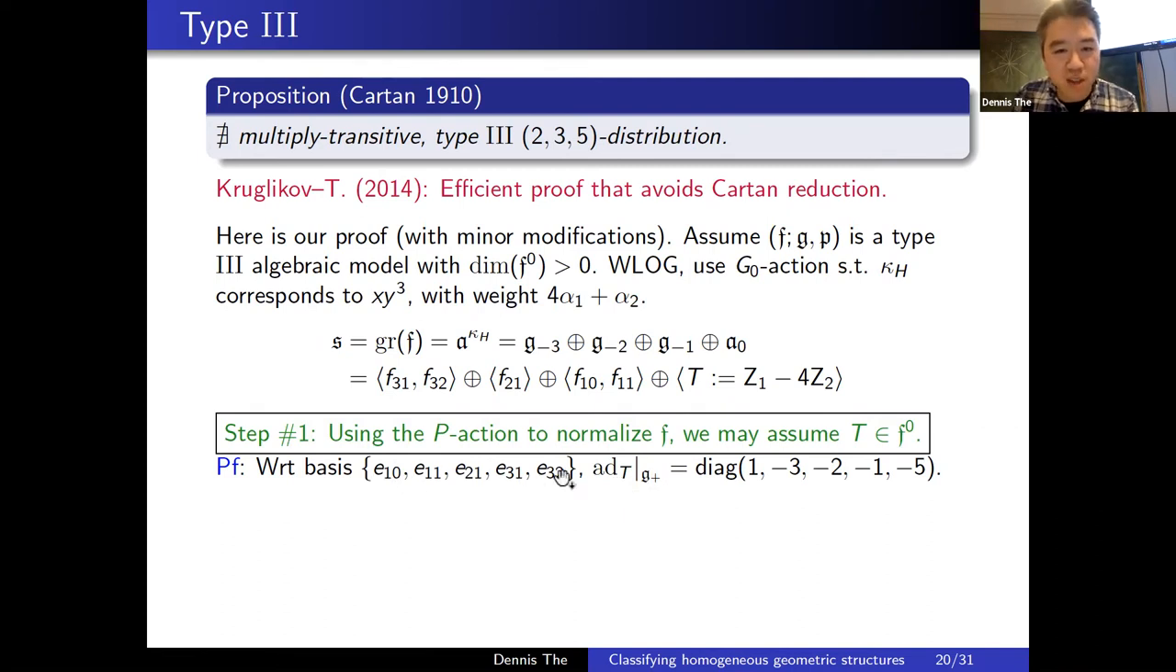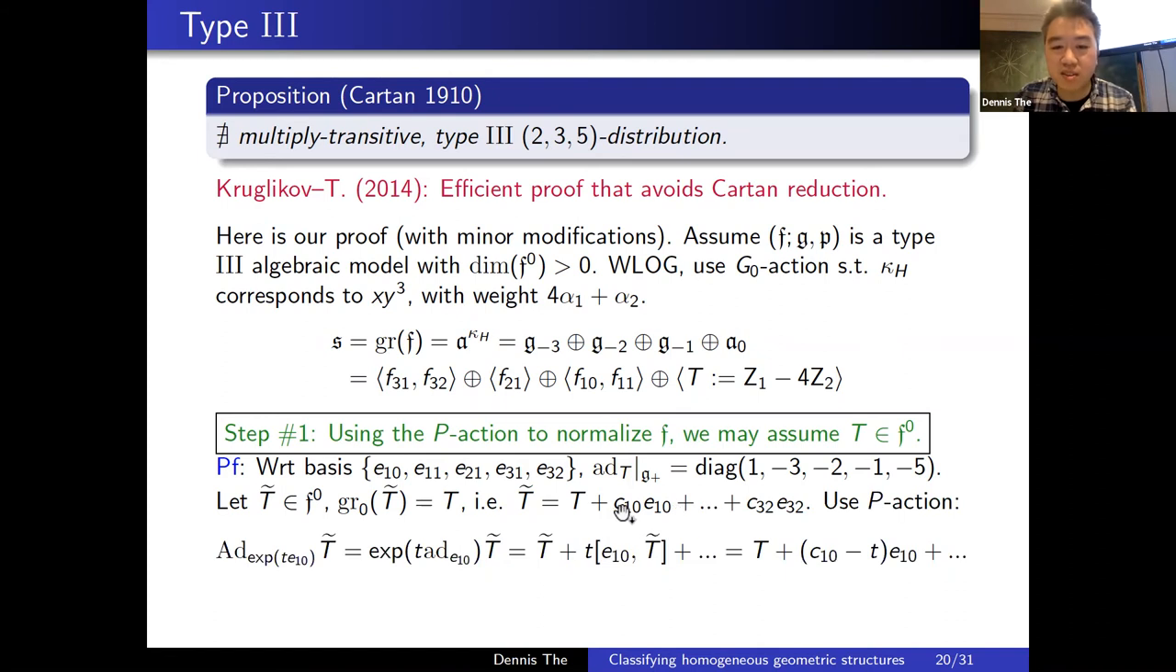Okay, so the basis of G plus are these guys right here. And first thing, you take that element in the isotropy, which acts nice and diagonalizably, and let's look at its eigenvalues. So you do the calculation, and you find the following eigenvalues, all being distinct. So let's take a guy actually in the symmetry algebra, right? Here, this is just at the associated graded level. Okay, so let's take an element in the symmetry algebra in the isotropy, whose leading part is T. In other words, this guy looks like leading part T plus all this stuff in positive grading for some undetermined coefficients. But now we just use the P action to get rid of these coefficients.